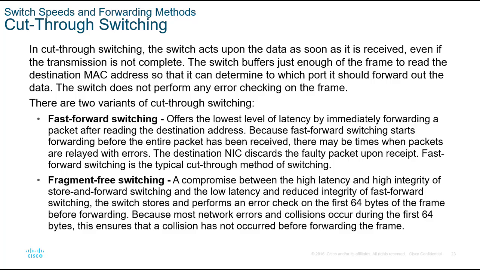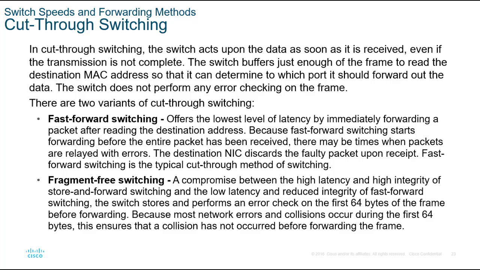The fragment-free subtype of cut-through switching stores the first 64 bytes of the frame before forwarding, because most network errors and collisions happen during the first 64 bytes. This provides a benefit over fast-forward switching by error checking the first 64 bytes of the frame to make sure a collision hasn't occurred before forwarding the frame. Fragment-free switching provides a happy medium between the high latency and high integrity of store and forward switching and the low latency and the reduced integrity of fast-forward switching.